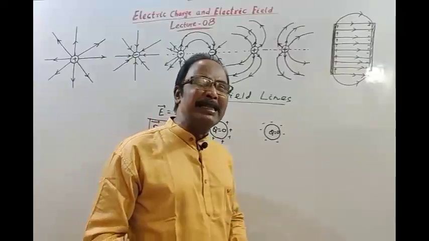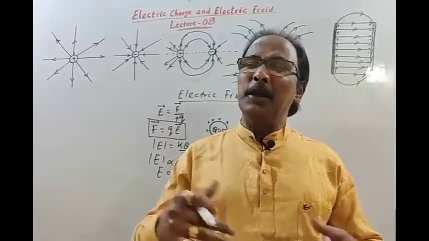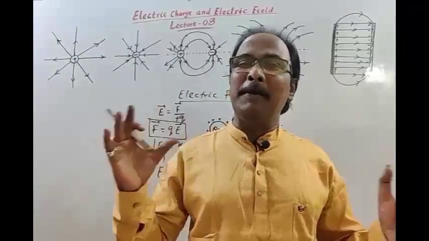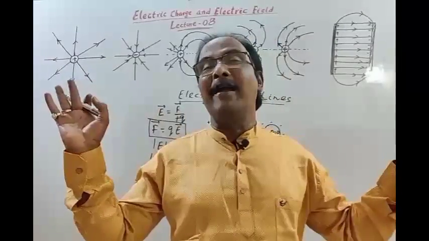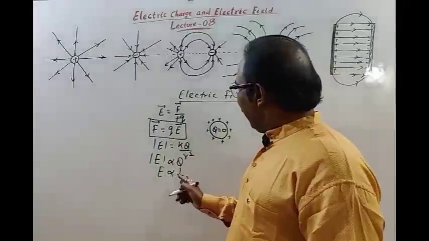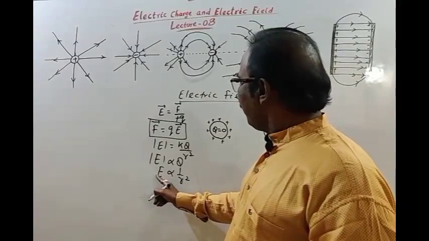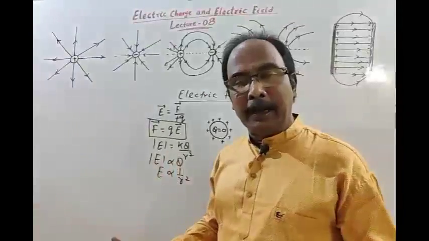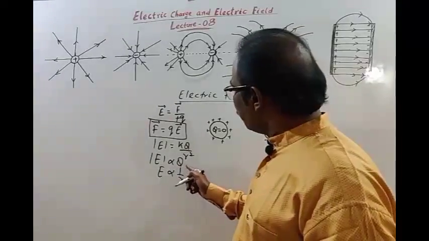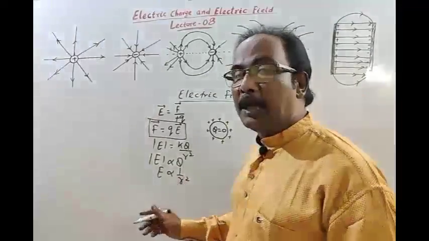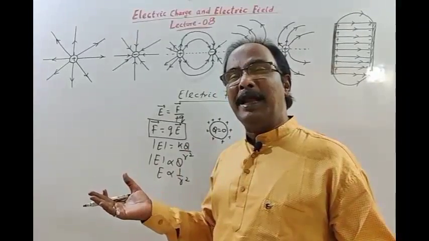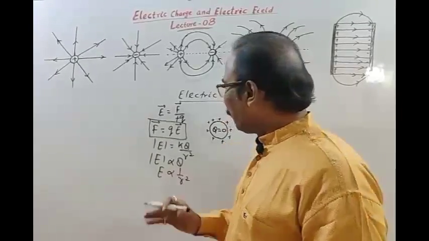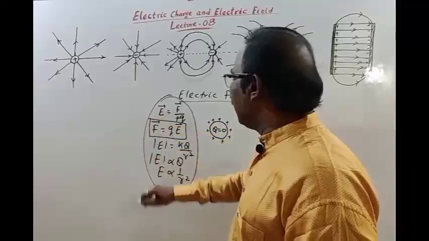Again, we have discussed the range of electric field. The range of electric field is up to infinity, meaning the effect of electric field can be observed up to infinite distance. We have also discussed that electric field strength decreases rapidly as distance from the point charge increases, since electric field varies inversely as the square of distance from the point charge. These are the fundamental concepts which are already discussed.